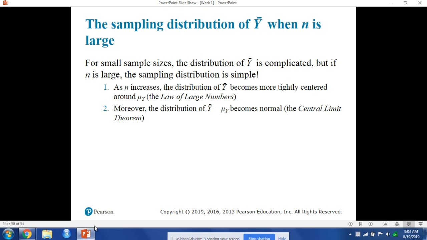The second point is that due to the central limit theorem, the difference between our sample mean and the population mean decreases, and as that decreases, the distribution will look more and more normal.